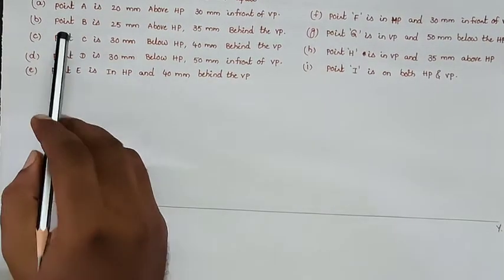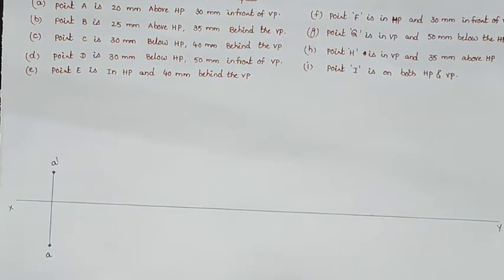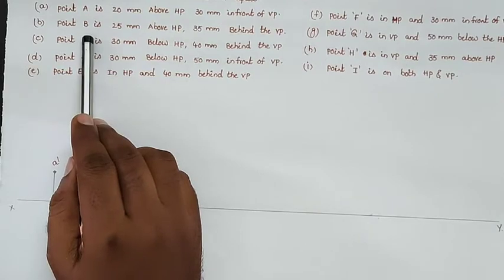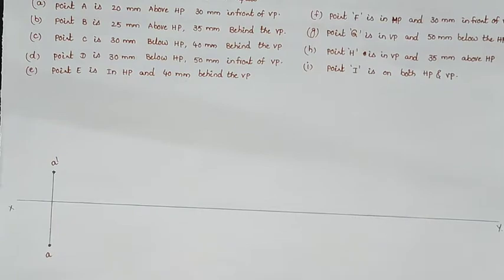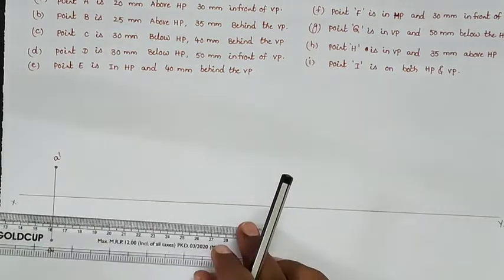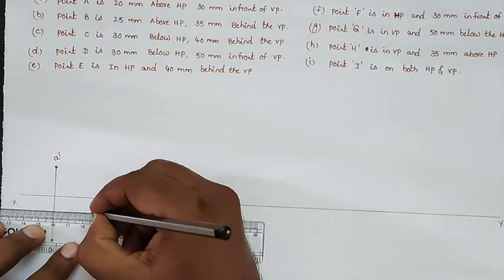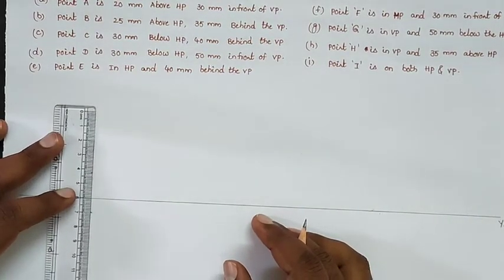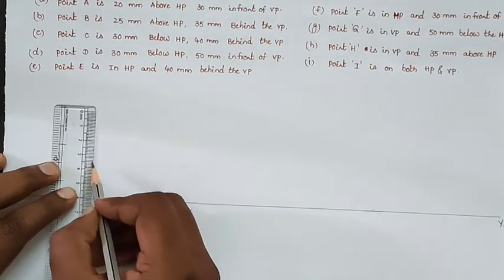Coming to the second problem, point B is 25 mm above HP and 35 mm behind the VP. Above HP and behind the VP, so the point is in the second quadrant. We know that in the second quadrant, both the projections, that means the top view and front view, we will get above the reference line. So we will draw the projections by taking the distance between the projectors as 25 mm, and we will draw the projection of point B. Point B is 25 mm above and 35 mm behind.